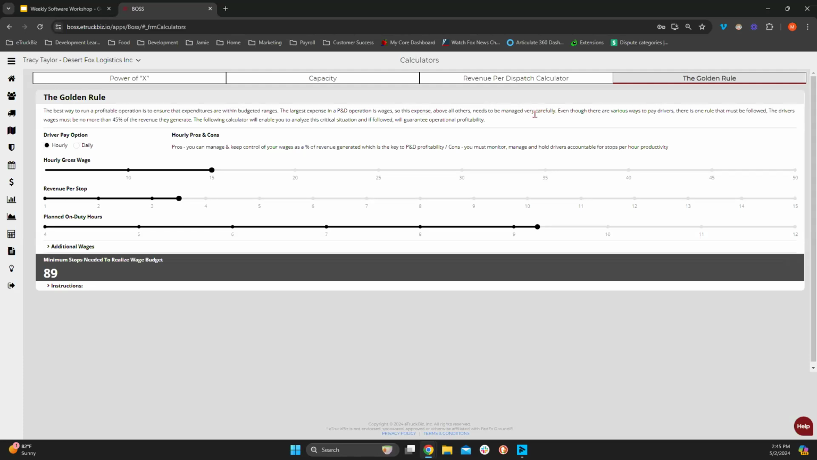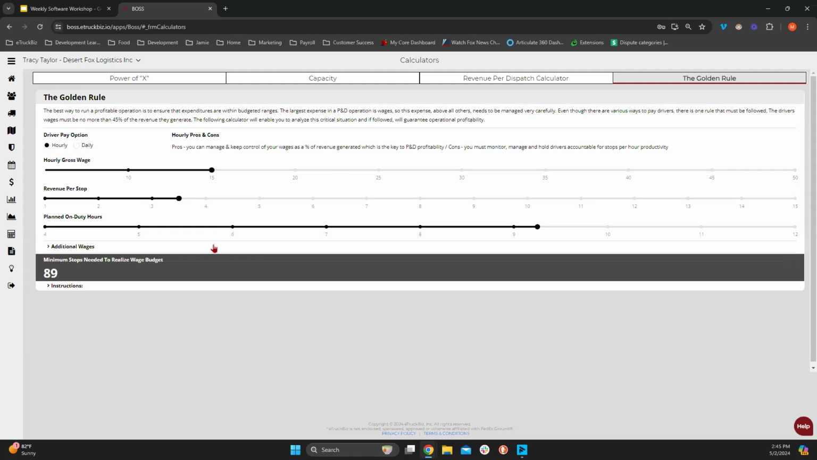So this needs to be managed extremely carefully. Just as Ken and I explained, depending on your situation, 45% is where you should be at your max, but in some situations it can be lower. In some situations we don't necessarily want to be higher than 45%, but you have to manage it very carefully, okay? So even though there are various ways to pay your drivers, there is one rule you have to follow: the drivers' wages must be no more than 45% of the revenue that they generate.